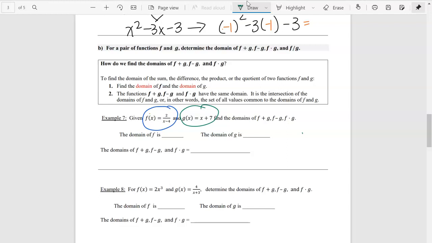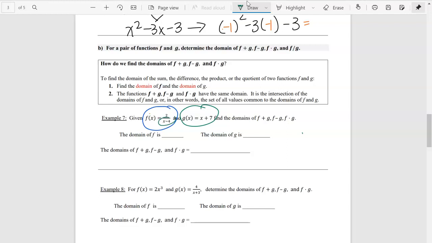And they ask us to look at what happens if we add, find the domains, if we add them, we subtract them, and we multiply and divide them. Okay? Well, if we add these two together, the domain of f is going to have a problem, because if we just look at the domain of this function f of x, it's going to have a problem because we have a fraction.